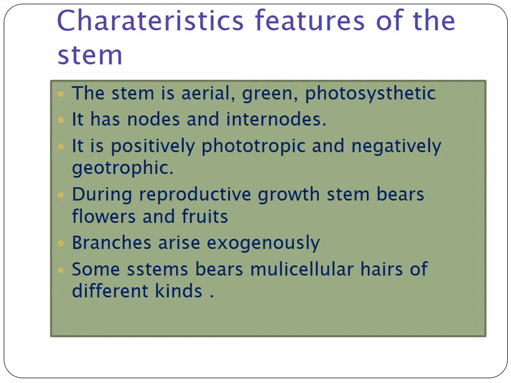First one is aerial, green, photosynthesis. Second one is nodes and internodes. Then positively phototropic, negatively geotropic. Then during reproductive growth, the stem bears flowers and fruits. Then branches arise exogenously. Some stems bear multicellular hairs of different kinds. So these are the characteristics of a stem.